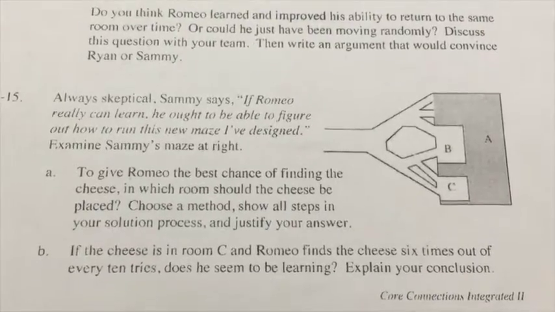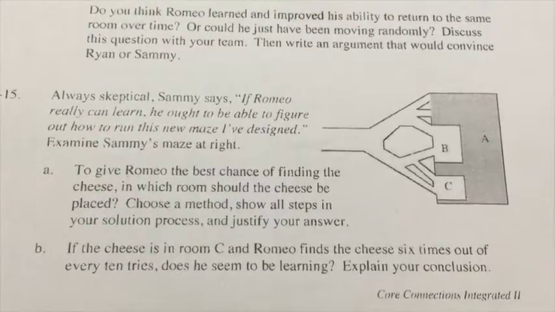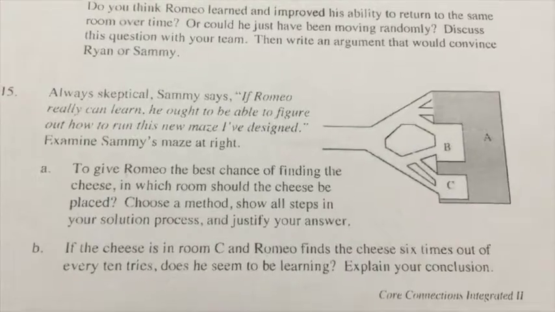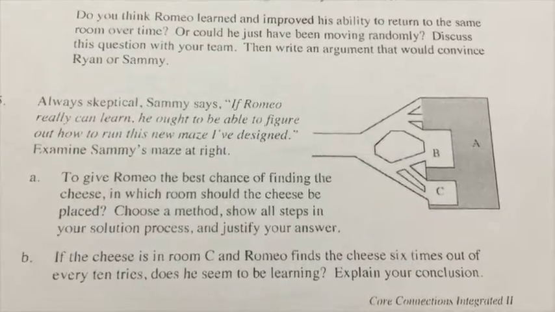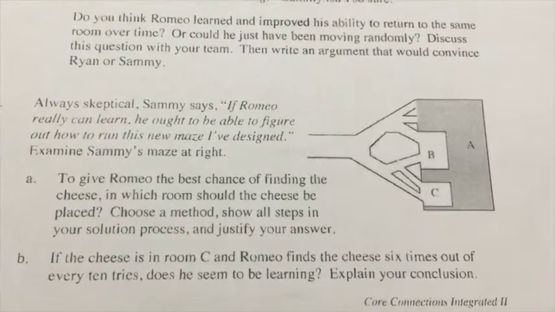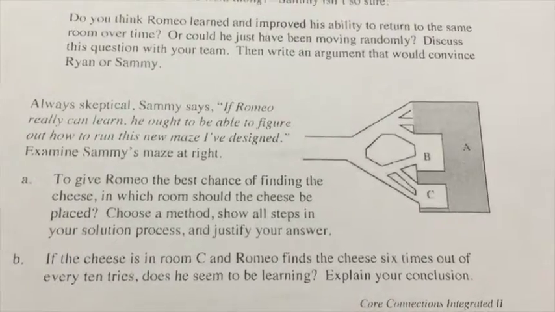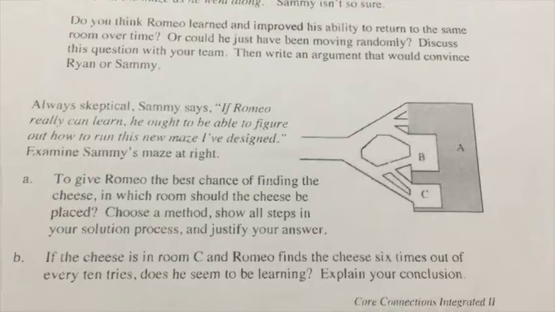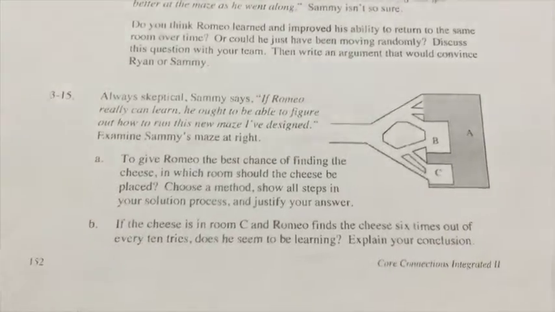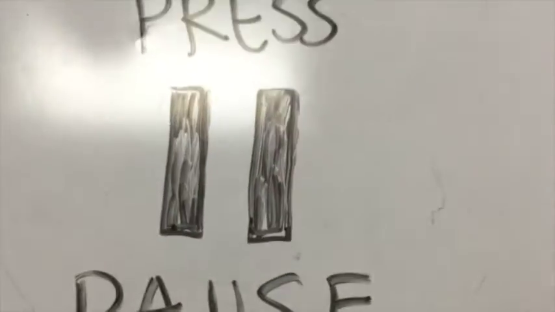So I want you to choose a method and show all your steps. We've done a couple problems together. Then try to answer: if the cheese is in room C and Romeo finds the cheese 6 out of 10 tries, does he seem to be learning? So go ahead and answer those questions. Pause the video, and that's it.